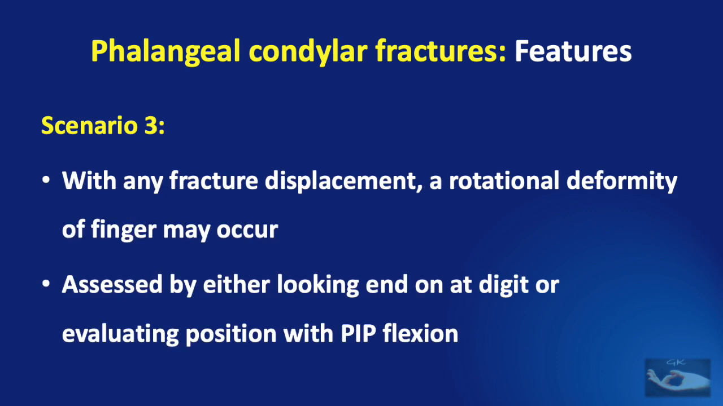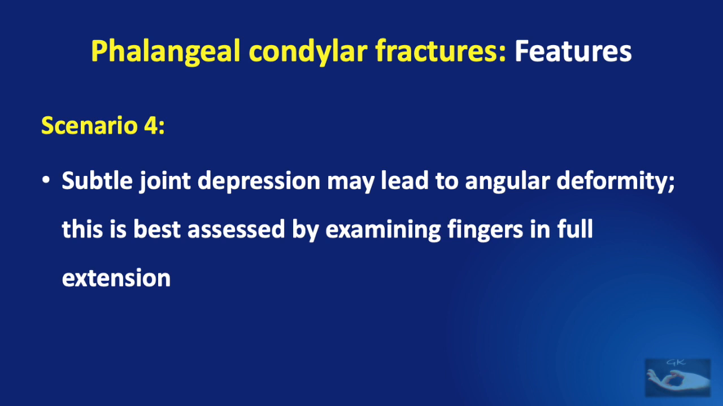Scenario 3. With any fracture displacement, a rotational deformity might have occurred, and this can be assessed by either looking end on at the digit to look for any rotation of the fingernail position, or evaluating with proximal interphalangeal joint flexion. And scenario 4, there may be a subtle joint depression leading to an angular deformity, and this can be best assessed by examining the fingers in full extension.